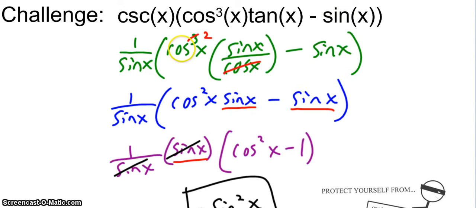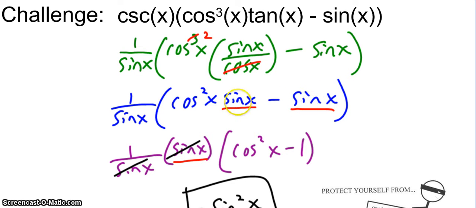Now what I noticed right away was the cosine cubed of x and this cosine of x are going to reduce. So this became cosine squared of x, and here this cosine of x is gone. So my second step, I've got 1 over sine of x times the quantity cosine squared x sine x, so these are multiplied, minus sine of x.